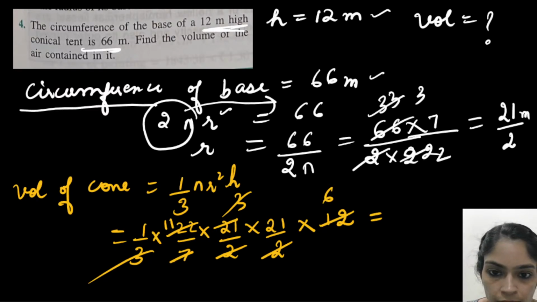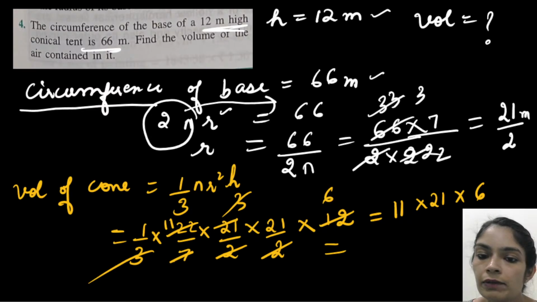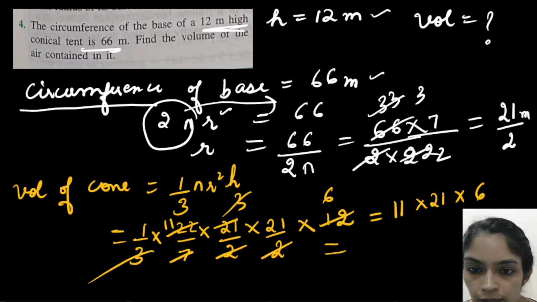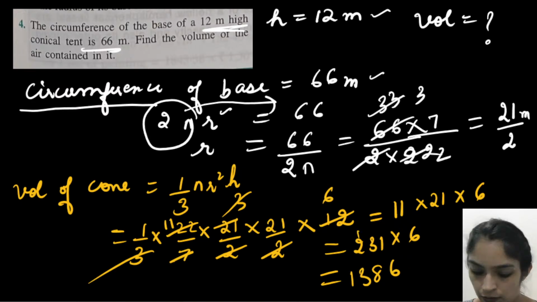Okay, so what are we left with now? See, prefer cancellation over multiplication first. So what I'm left with is 11 into 21 into 6. Denominator everything got cancelled. So 11 into 21 is 231, into 6. So 231 into 6 we can multiply. 6 into 1 is 6, 6 into 3 is 18, 12 plus 1 is 13.